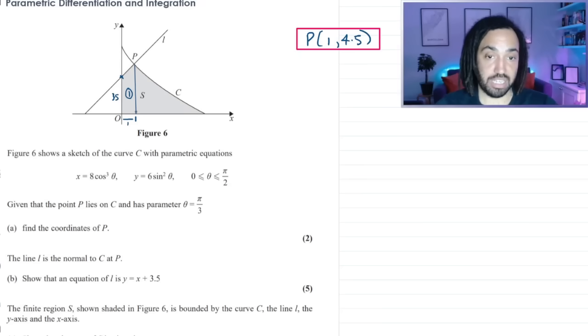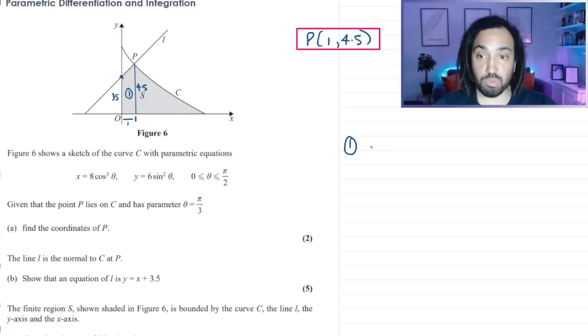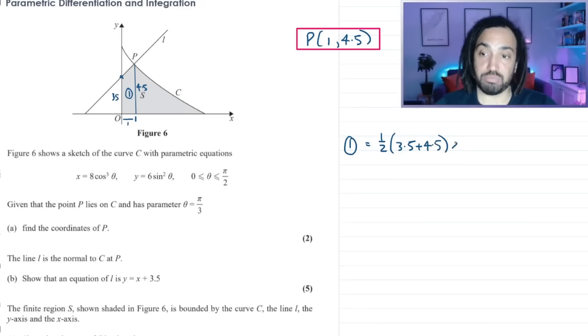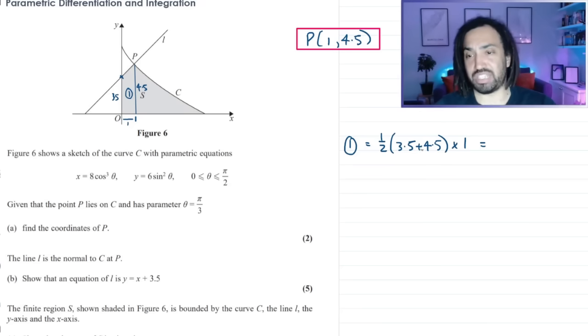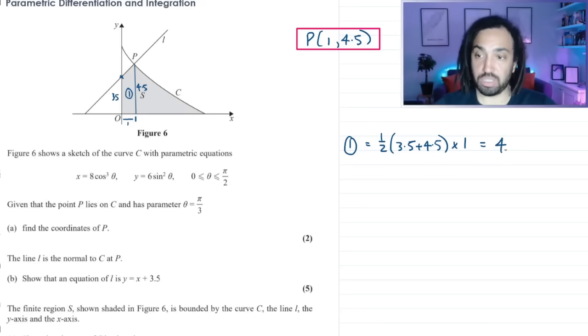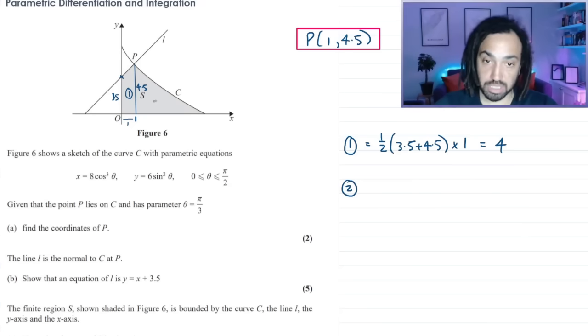And this height here is going to be the y-coordinate of p, which we know is 4.5. So we can say that area 1 is equal to the formula for a trapezium, which is half of the two parallel sides added together times by the gap between them, which is 1. And this just gives us, add that together, 8, halved it is 4, so 4. Okay, brilliant. Now, region 2, slightly trickier.